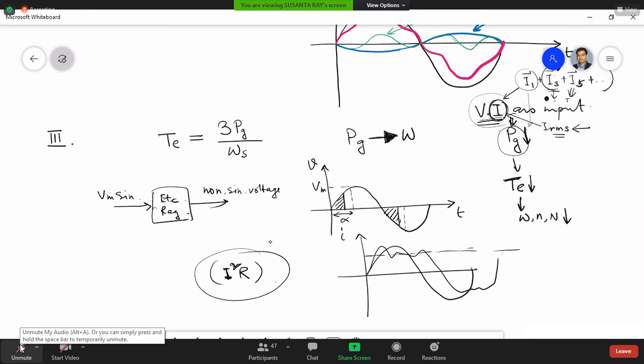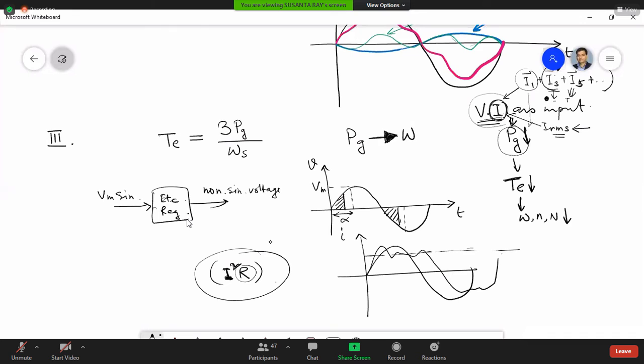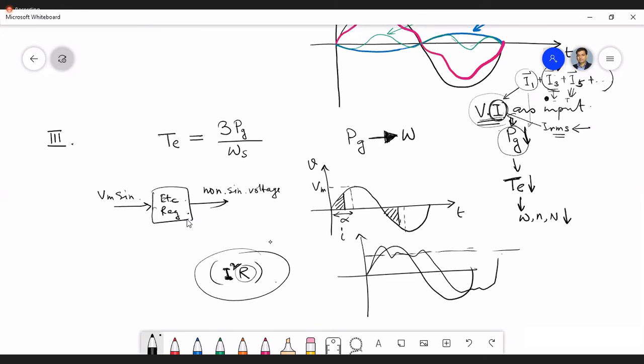কিন্তু চেঞ্জ হবে। কেন চেঞ্জ হবে? Because the R will change. Can you explain this? That I will not change because I RMS, that is my assumption. As I have assumed that the total VI input is not changed. So that means IRMS will not change. So I square, this term will not change, but the R will change.